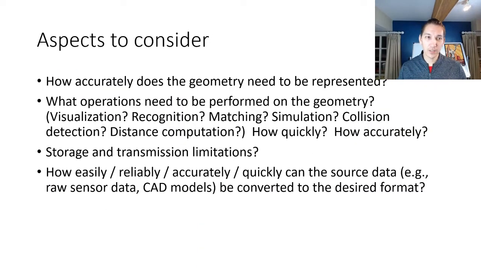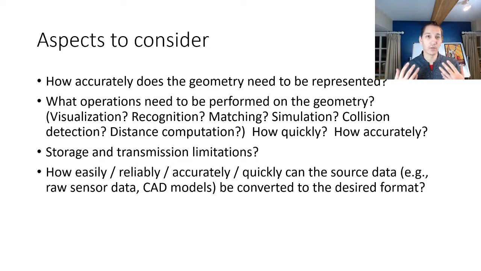So in any case, when you're trying to choose some sort of geometric representation for the types of objects that you care about, you want to think about how accurately you want to represent your geometry. What types of operations do you need to perform? Are you going to be visualizing this a lot? Are you trying to do, let's say, object recognition? Are you going to be doing collision detection? And how quickly and how accurately do you need these computations to be performed?